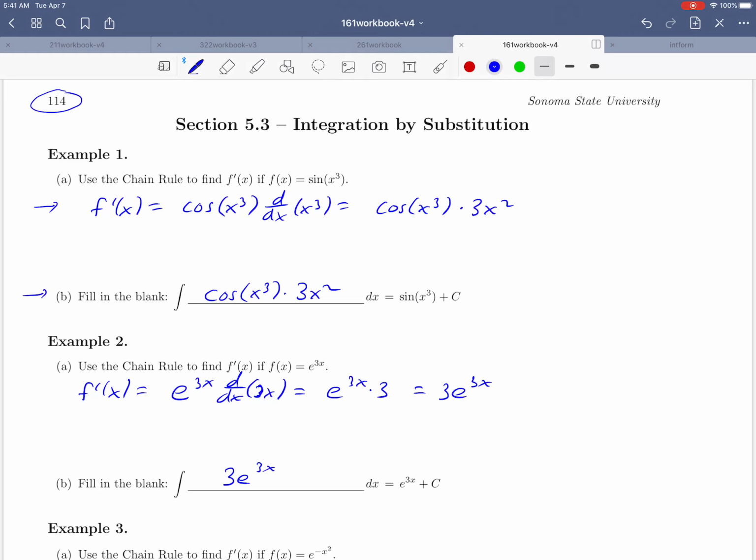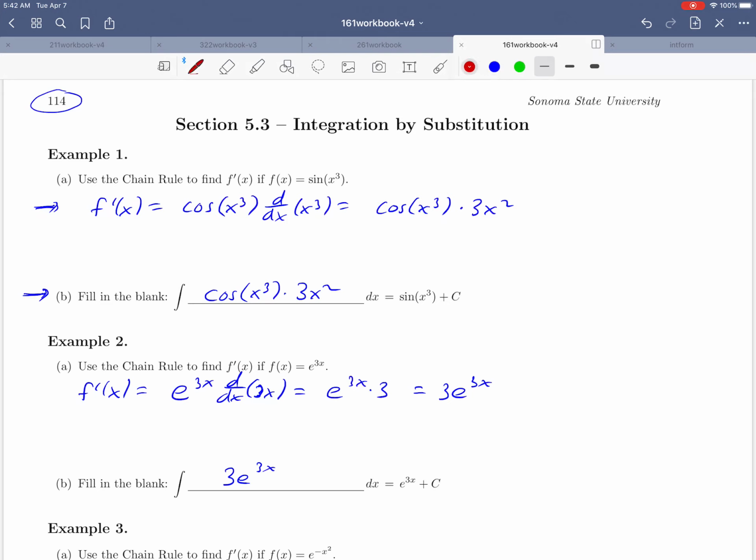Okay, and the question I'd like to pose here is the following. Would it have been possible to do this integral in part B without having first done this derivative calculation above? Turns out that the answer is yes, using something called the substitution rule. Okay, so before we state it on the next page, I want to make an observation that might motivate it a little bit.